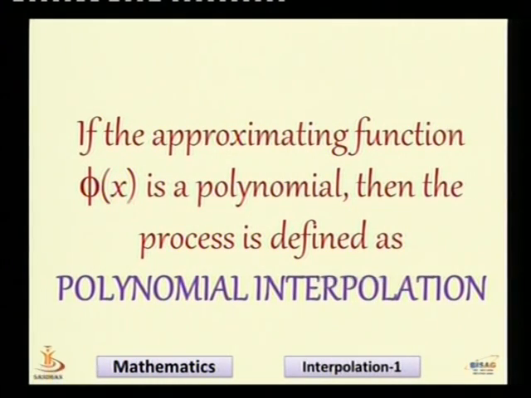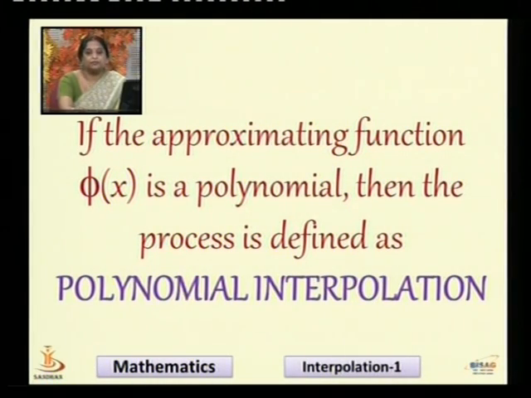Now, if this approximating function phi(x) is found out, and we find that this phi(x) takes on several forms like logarithmic functions, polynomial functions, exponential functions, trigonometrical functions, then depending upon its nature, the interpolation would be named likewise. Since the approximating function phi(x) is assumed to be a polynomial, we shall call that particular process polynomial interpolation.